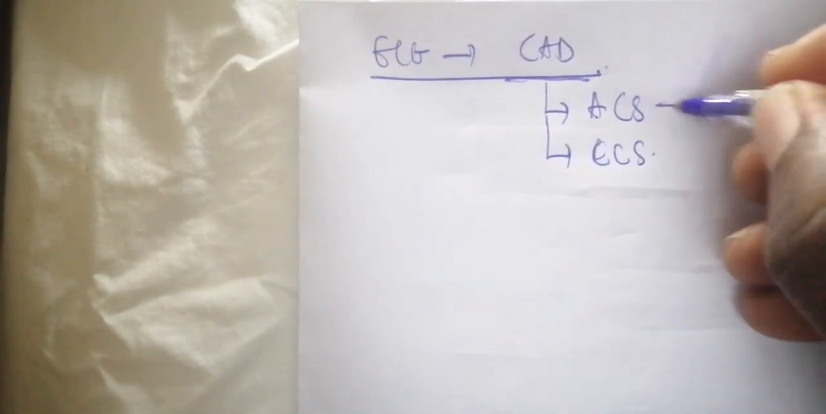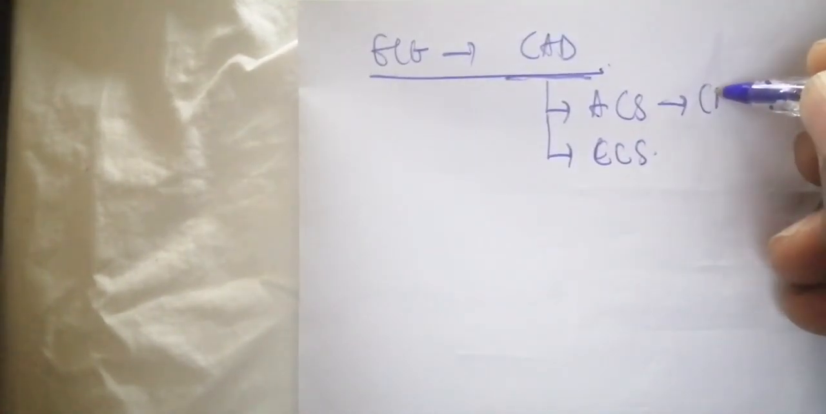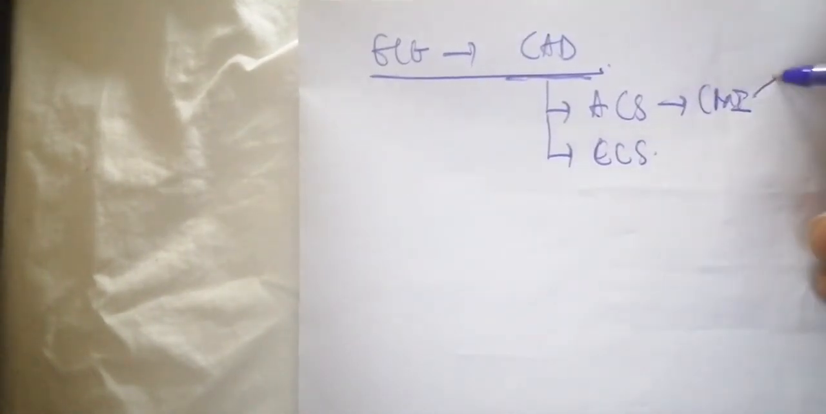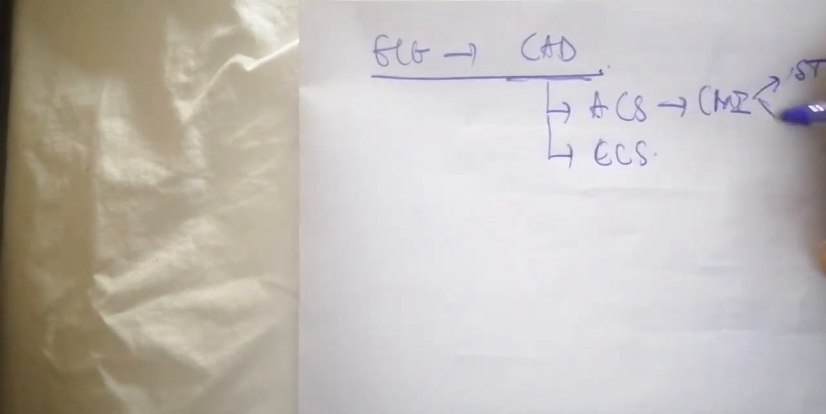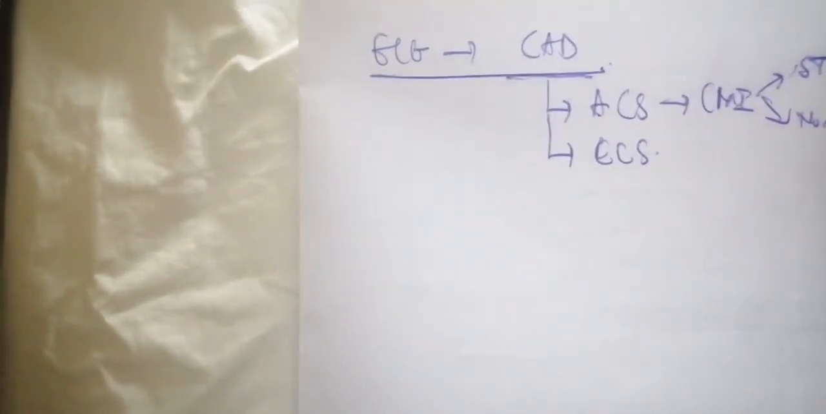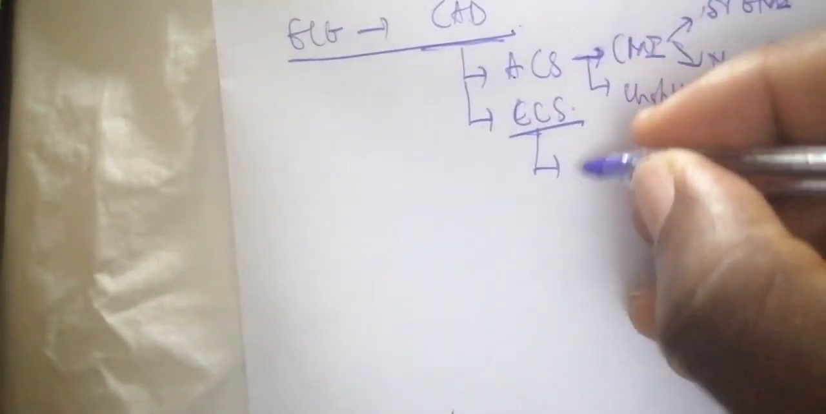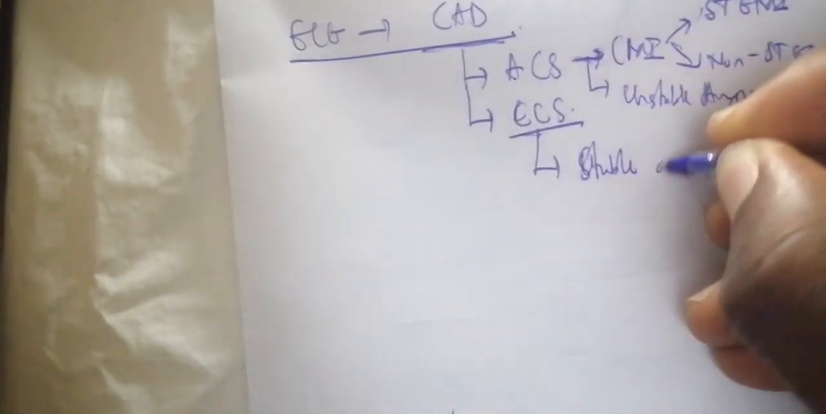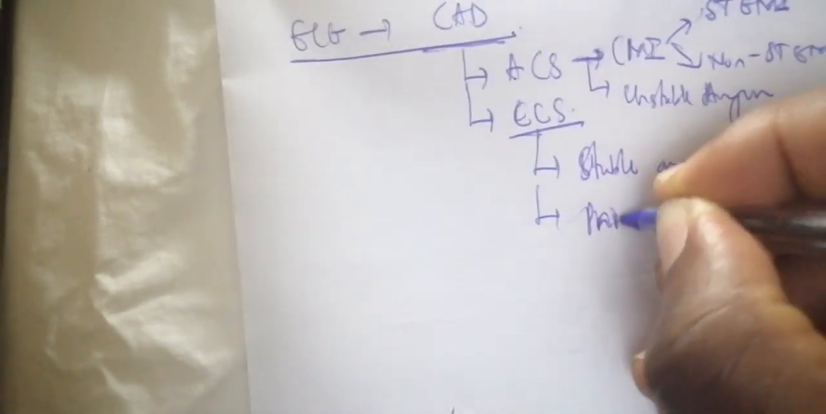Basically, under acute coronary syndrome, we have myocardial infarction, which can be divided into ST segment elevated myocardial infarction, STEMI, and non-ST segment elevated myocardial infarction, non-STEMI. Still in acute coronary syndrome, we have what is called unstable angina. Now, in chronic coronary syndrome, we have stable angina, and then we have Prinzmetal angina.